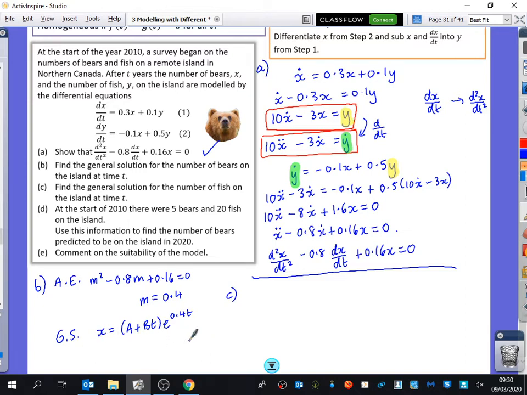So I know that x is equal to this. I'm now going to find out what x dot is. When I differentiate this, I get 0.4 (a plus bt) e to the 0.4t plus b e to the 0.4t.